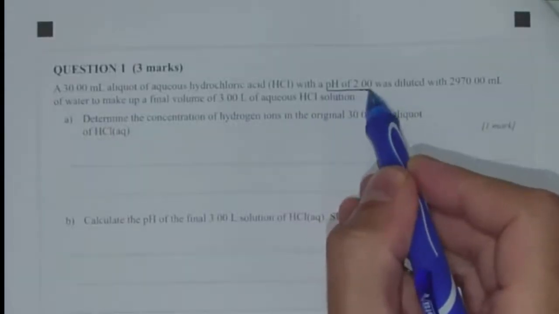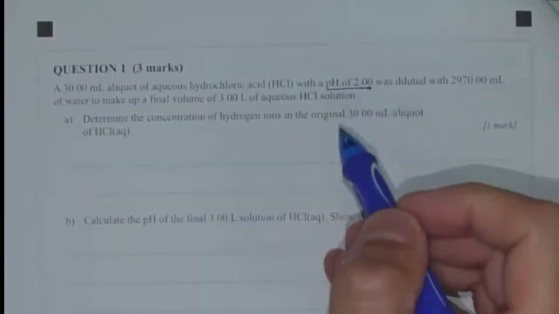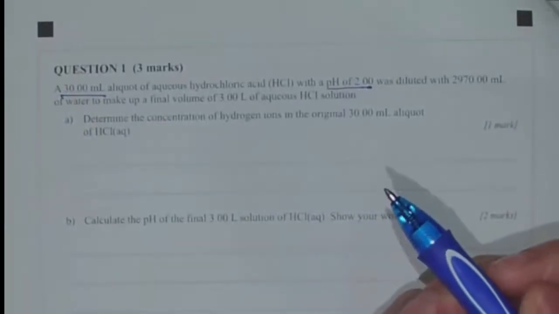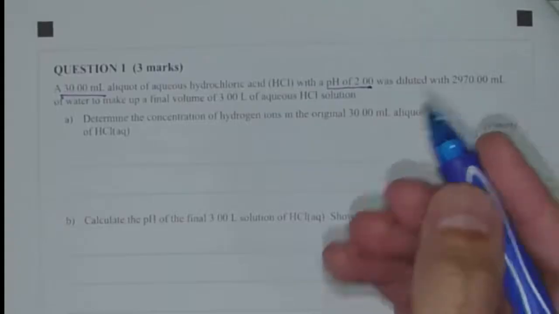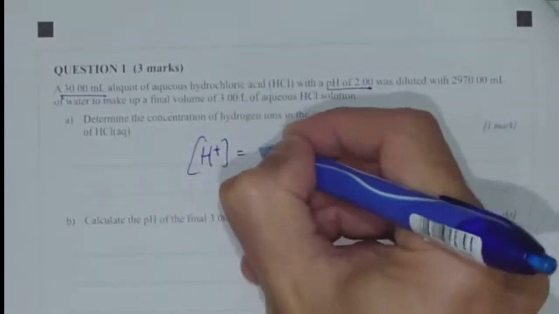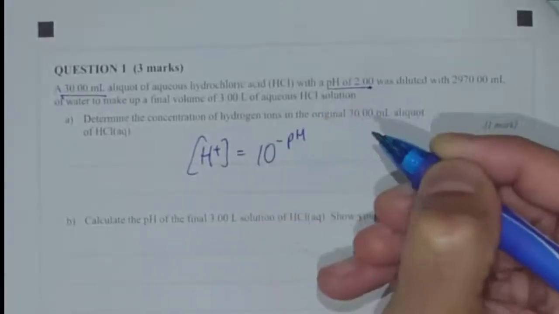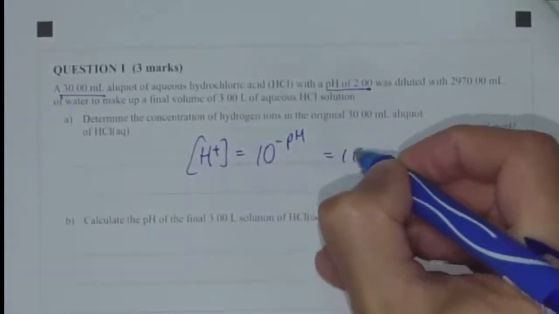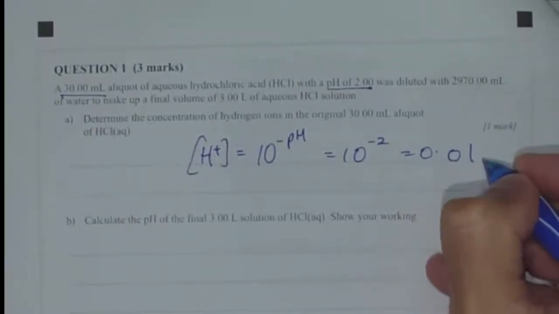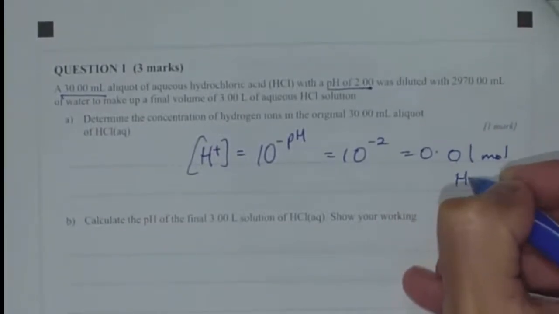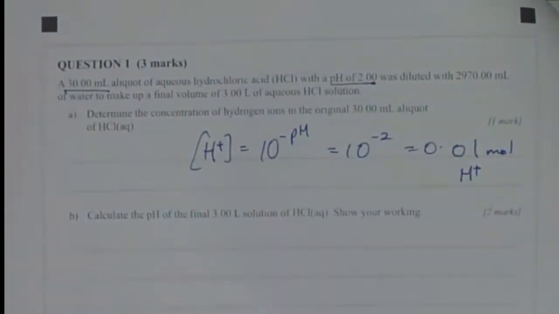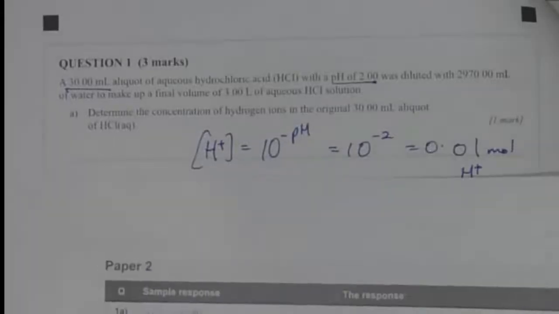It had a pH of 2.0. So the 30 ml had a pH of 2.0. Alright, so hydrogen ion concentration, this is not in your data booklet, is 10 to the minus pH. So that's 10 to the minus 2, so it's 0.01 moles of H plus. I don't know why they're asking you that. That's the one thing that's not in your data booklet.